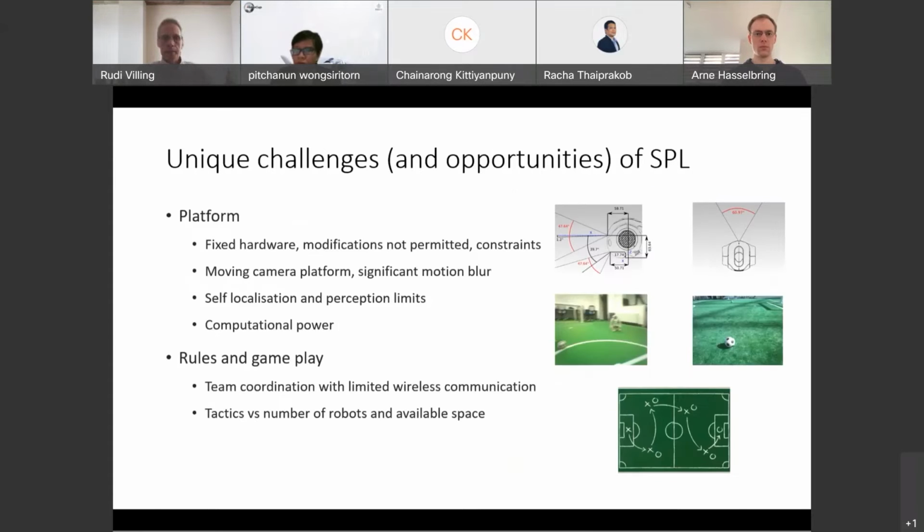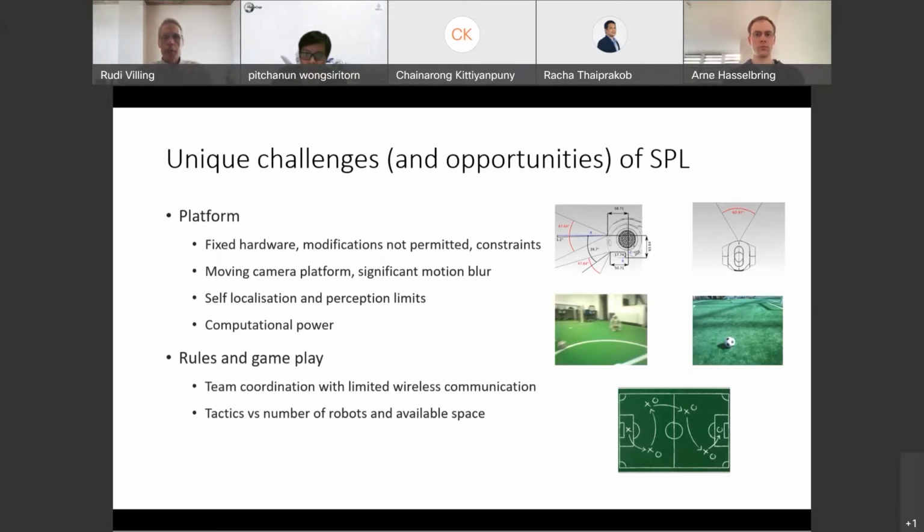There are some unique challenges with the Standard Platform League. And some of these are a result of the platform itself. So we know that it is using the SoftBank NAO robot, that all teams must use this robot, and none of the teams are permitted to modify the hardware of the robot in any way. So we're not allowed to modify the computation power of this robot. We're not allowed to modify the motor drivers, etc. So this places equal constraints on all teams. And some of these constraints have quite practical application or limitations for all of the teams.